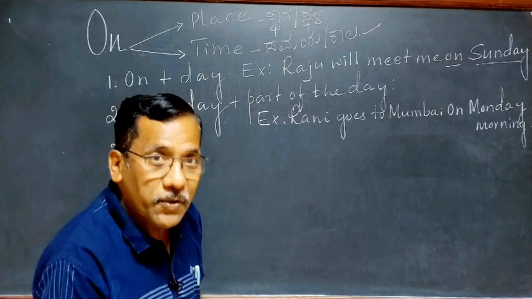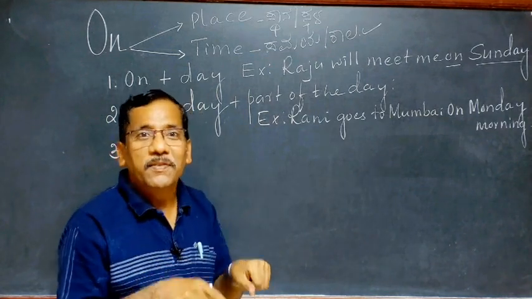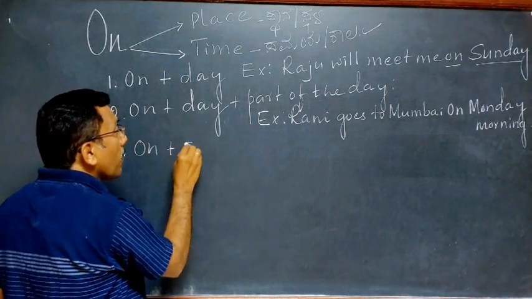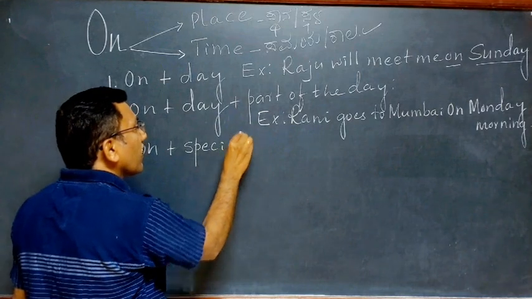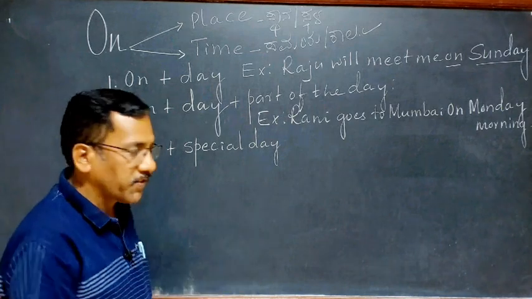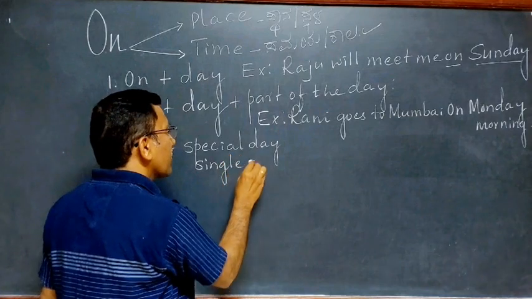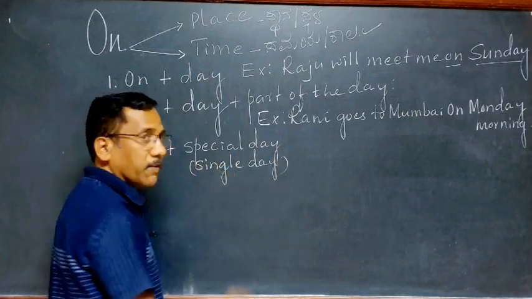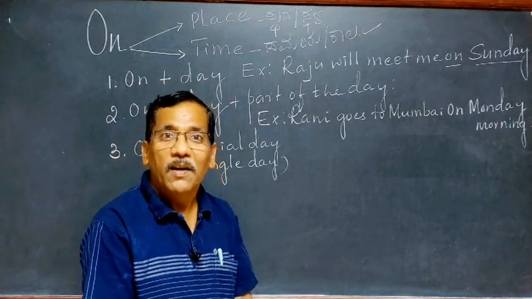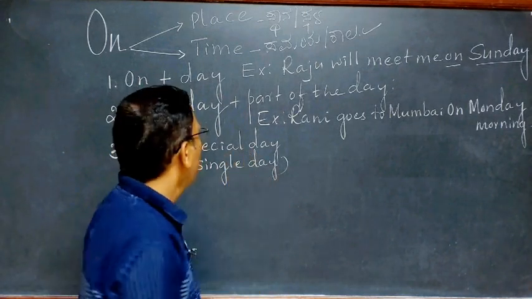On is used before special days or single days. For example, see here. On is used before special days. Special days will be single days. Single means one. Single day. Got it? For example, your birthday, Christmas day, Diwali day. Understand? Special days.